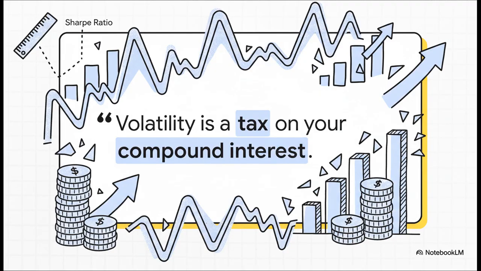So here's the absolute key takeaway. You should think of volatility as a tax on your compound interest. The more volatile your investment, the higher the tax you're paying, and the less of your actual returns you get to keep and compound over the long run.